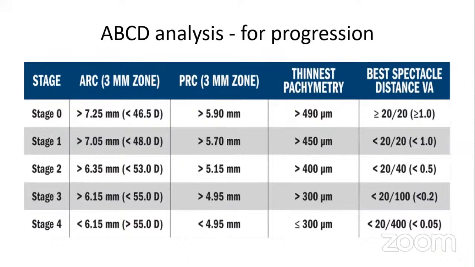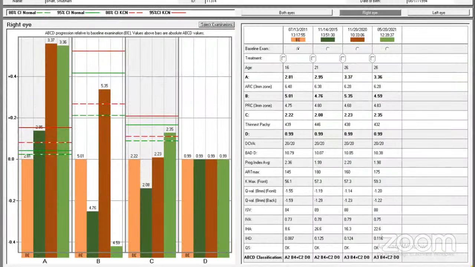Yes, this is the ABCD progression map I was talking about, and this shows bar diagrams. The colors indicate that thick green colors show the patient has values of a normal population, and red, orange, light brown and brown values indicate that the patient has values which fall under keratoconus.